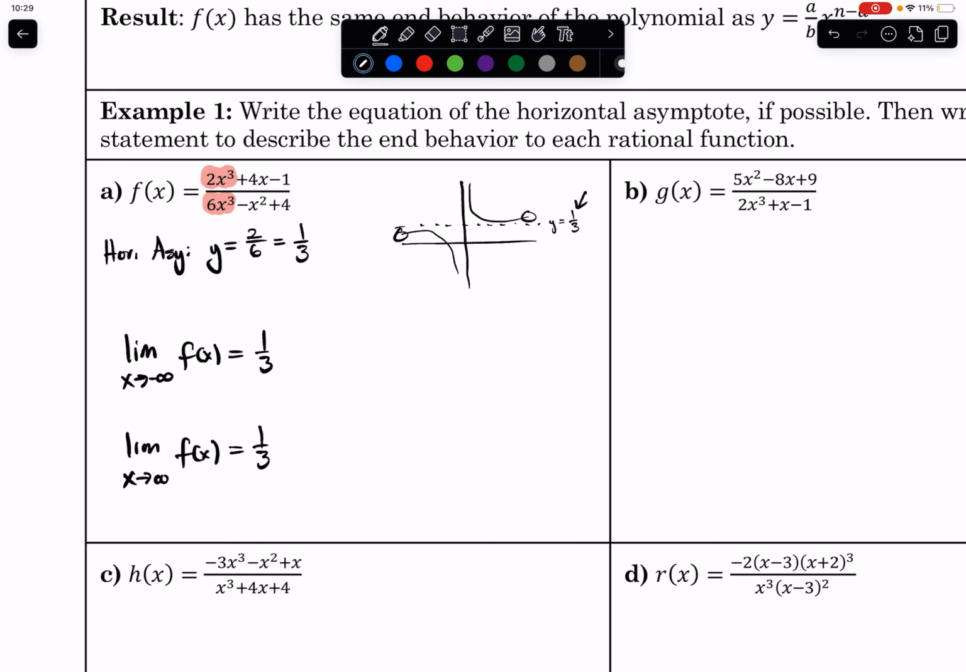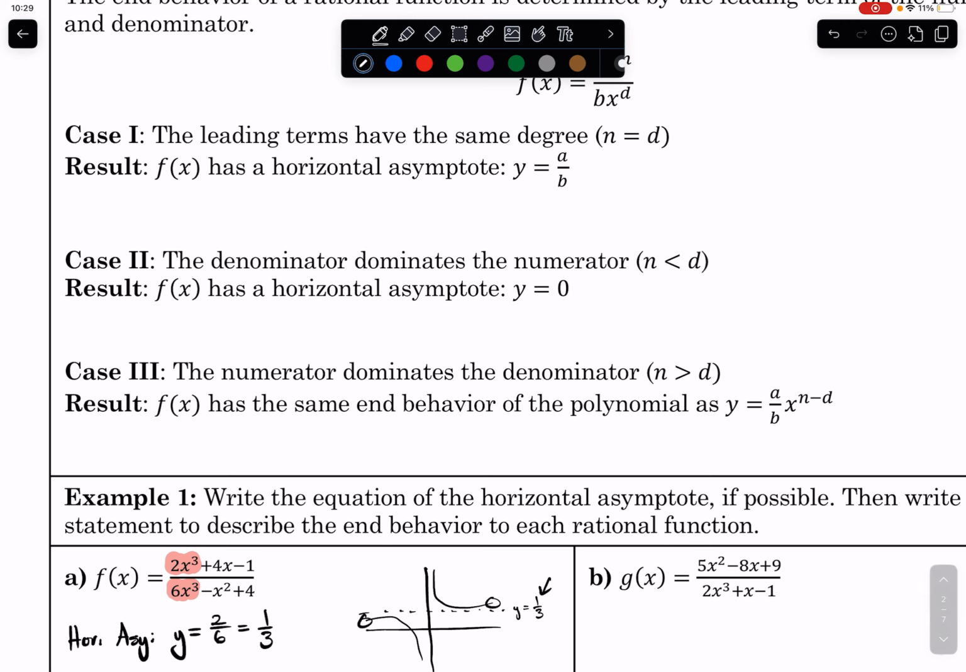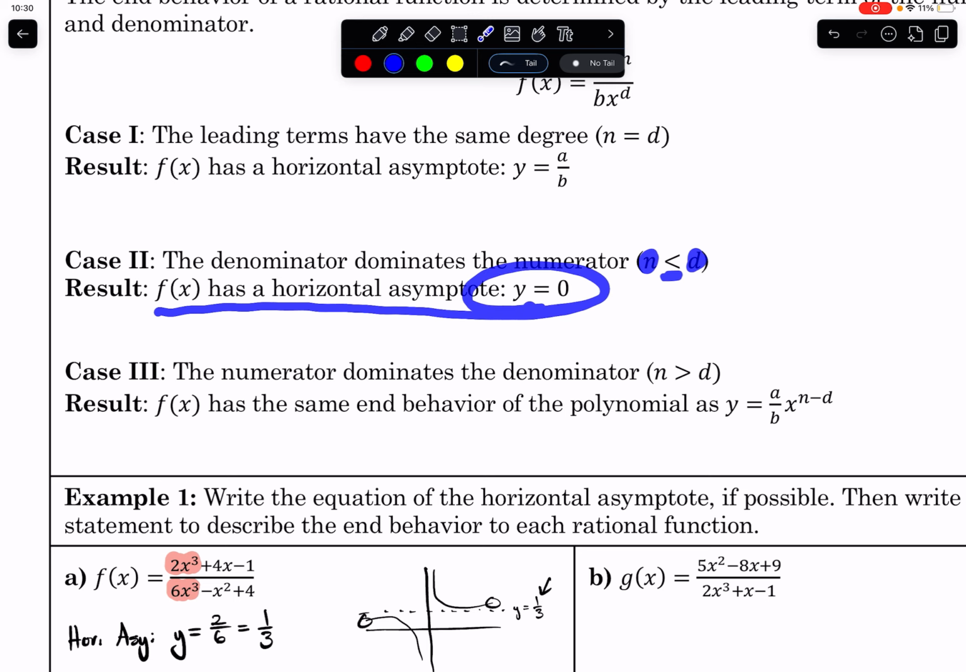All right. Now the second case is if they're not the same, well, one would have to be bigger than the other. If the denominator dominates the numerator, which simply means that the exponent on the top is smaller than the exponent on the bottom, then your horizontal asymptote is simply going to be the equation y is equal to 0 every single time.